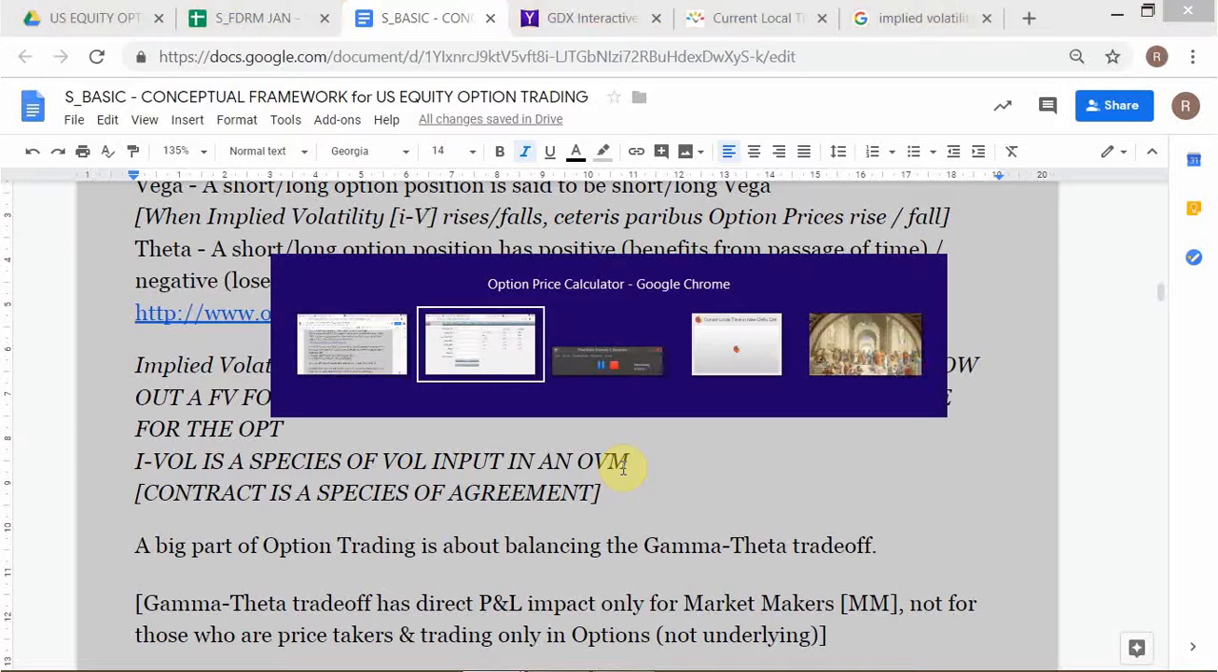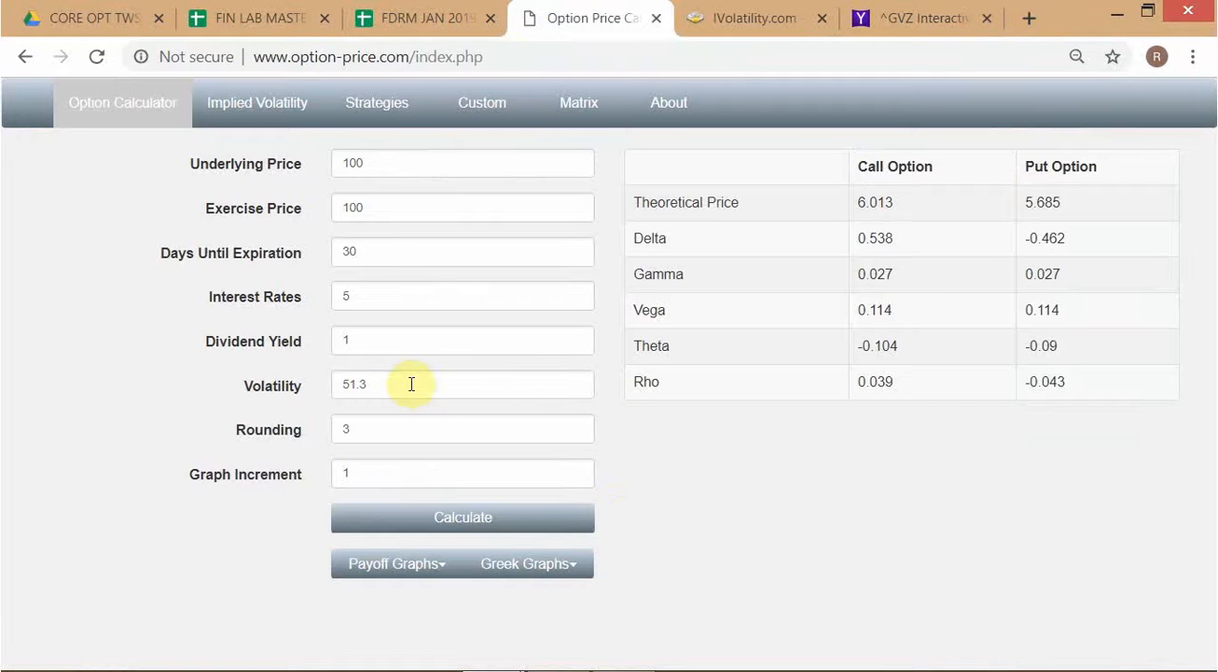You've already seen this in action. What does it really mean? You saw me trying to enter various values for the vol input. First I put in 45, it didn't work, then I made it 48. And every time I was putting in a value for the vol input, it was generating an option price, which means the OVM was giving me a fair value output. It's just that it was not equal to 6, and 6 is special because 6 is the market price.